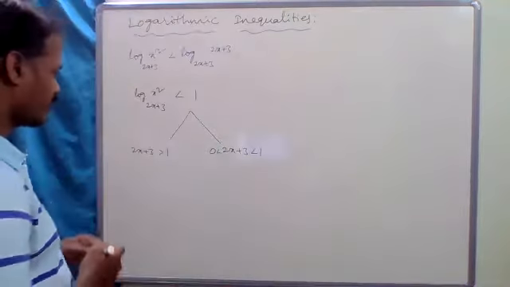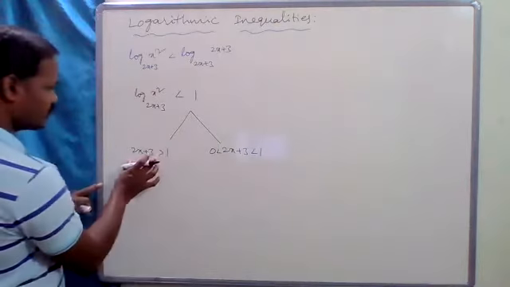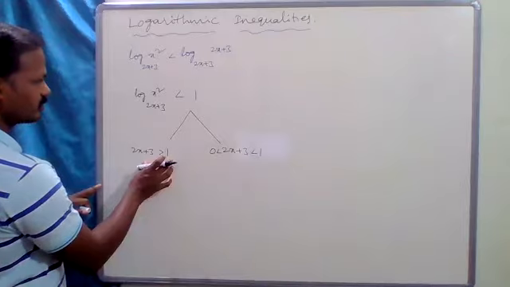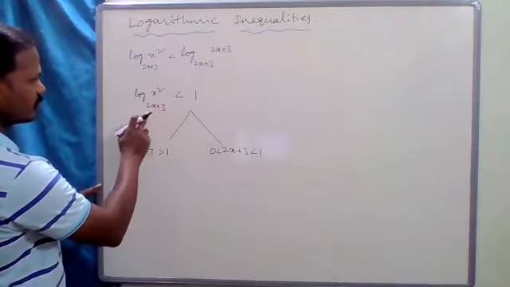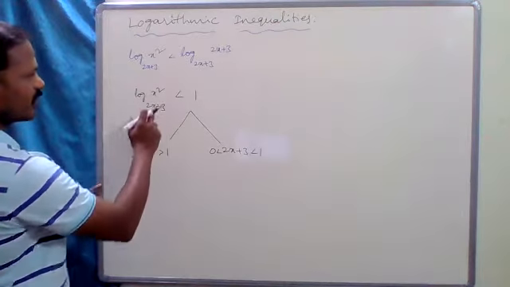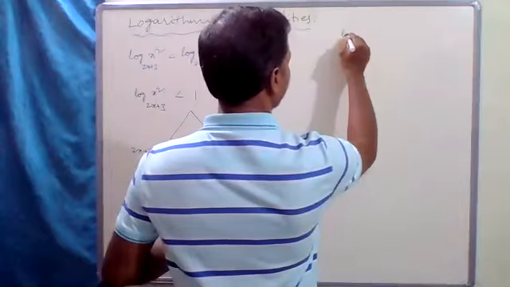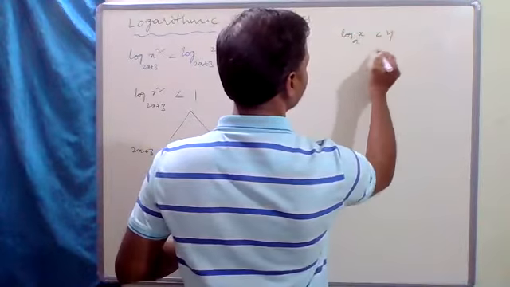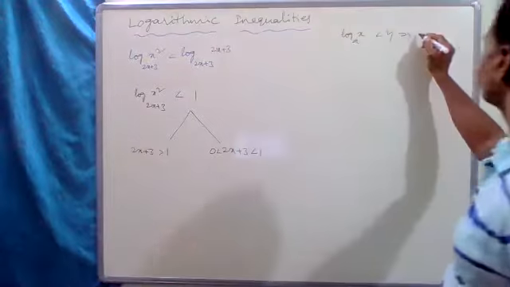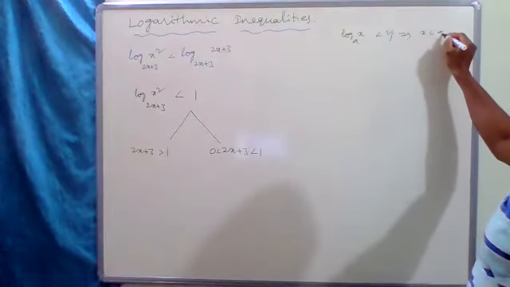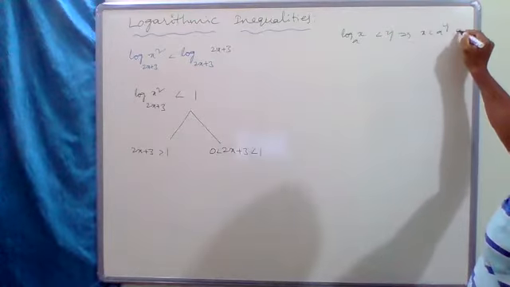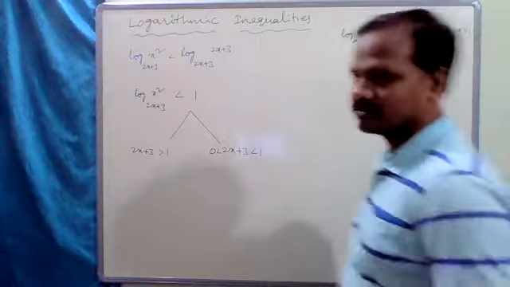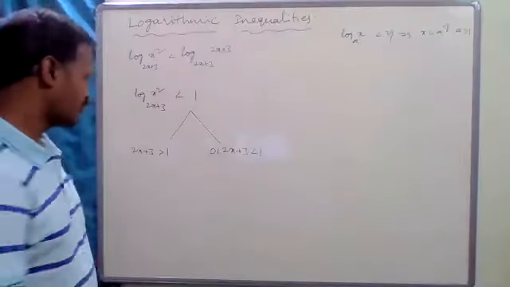Now take 2x plus 3 greater than 1. Then log x base a is less than y, which implies x is less than a power y, while a is greater than 1. The same sign will follow.